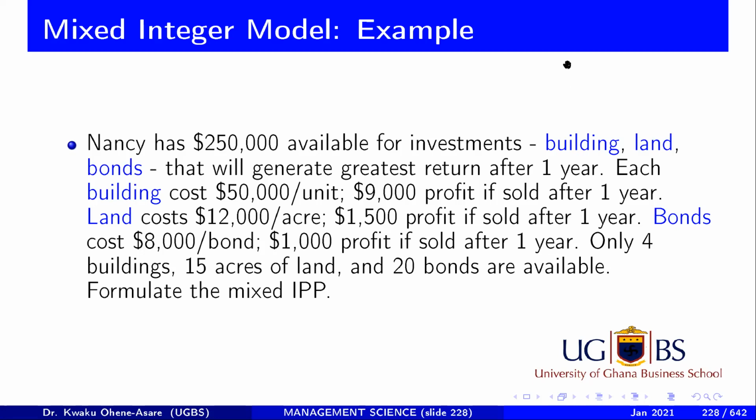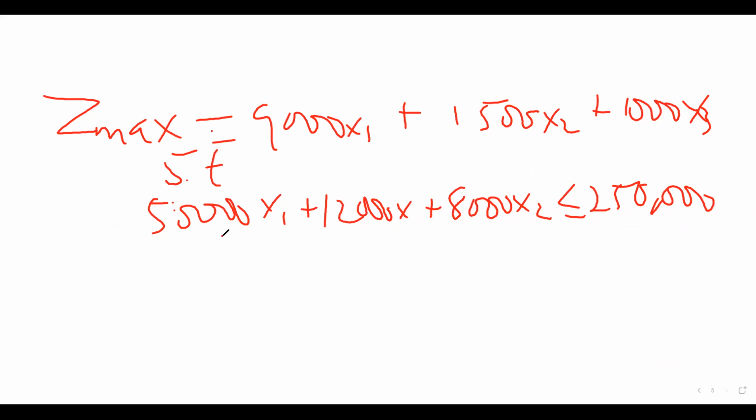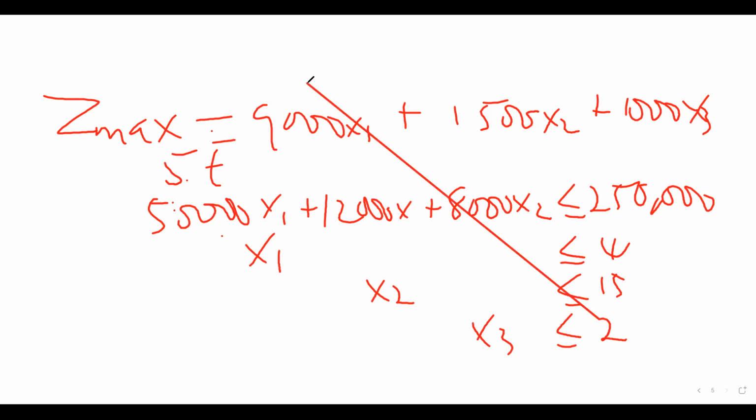So let's add those constraints individually. This one you don't add them because it didn't say or. Okay, so you go here, you do x1, which is 4. Then x2 was giving us 15, so x2 less or equal to 15. Then x3 less or equal to 20 bonds.